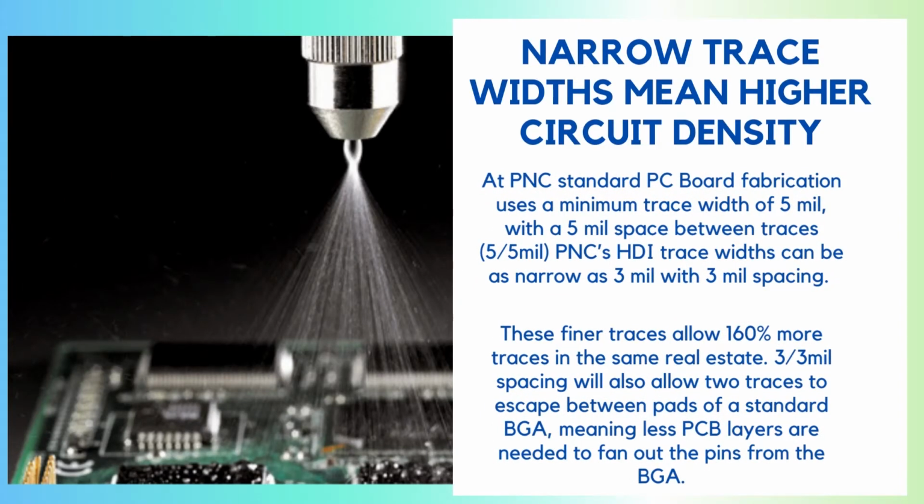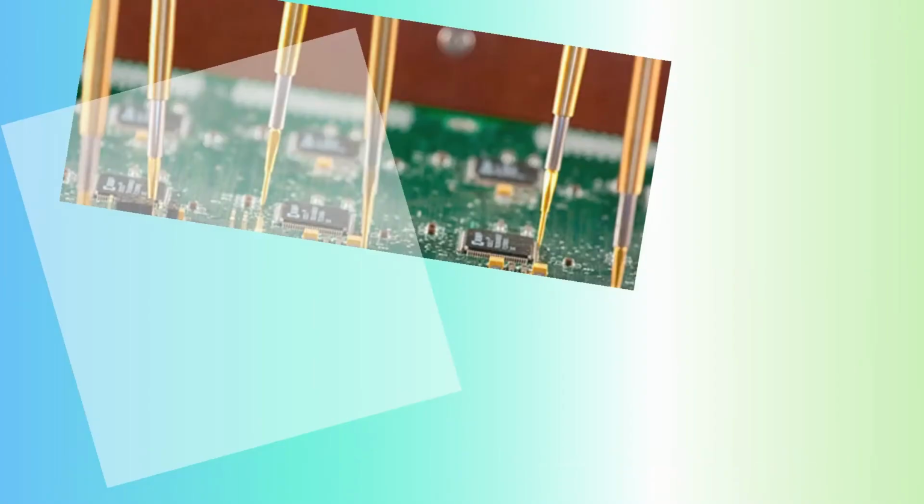Standard PC board fabrication uses a minimum trace width of 5 mm, with a 5 mm space between traces, 5/5 mm. PNC's HDI trace widths can be as narrow as 3 mm with 3 mm spacing. These finer traces allow 160% more traces in the same real estate. 3/3 mm spacing will also allow 2 traces to escape between pads of a standard BGA, meaning fewer PCB layers are needed to fan out the pins from the BGA.